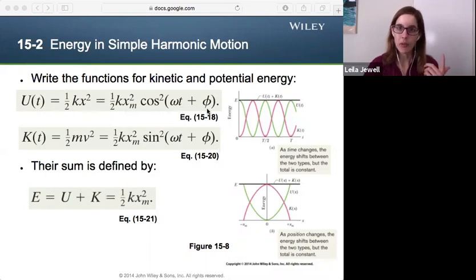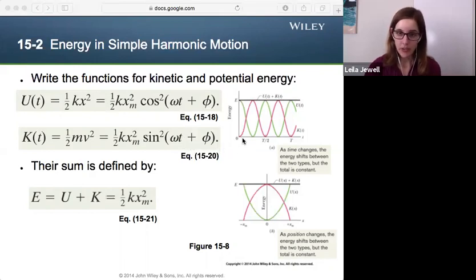Similarly, we know our kinetic energy is 1/2 mv squared. That's nothing new. But we can plug in our expression for velocity, which is just the first derivative of position with respect to time, and then we get positive 1/2 k x max squared times sine squared (omega t plus phi). So this tells us that if you plug in a time to either of these, it'll tell you what amount of potential energy you have, what amount of kinetic energy you have.